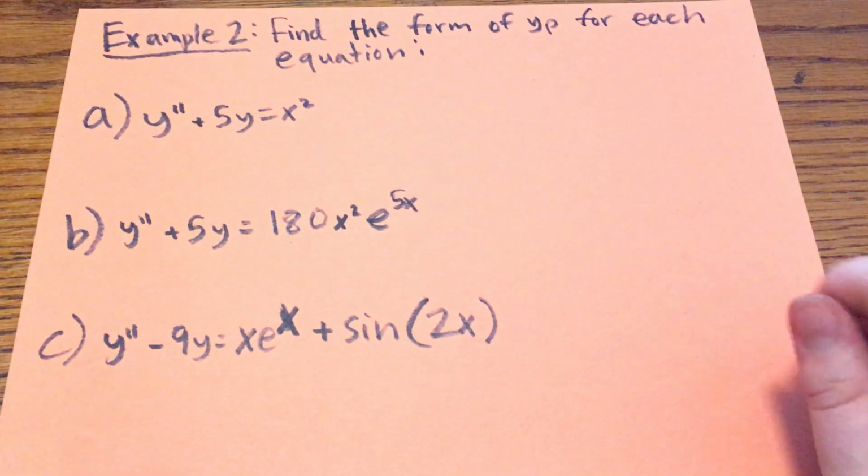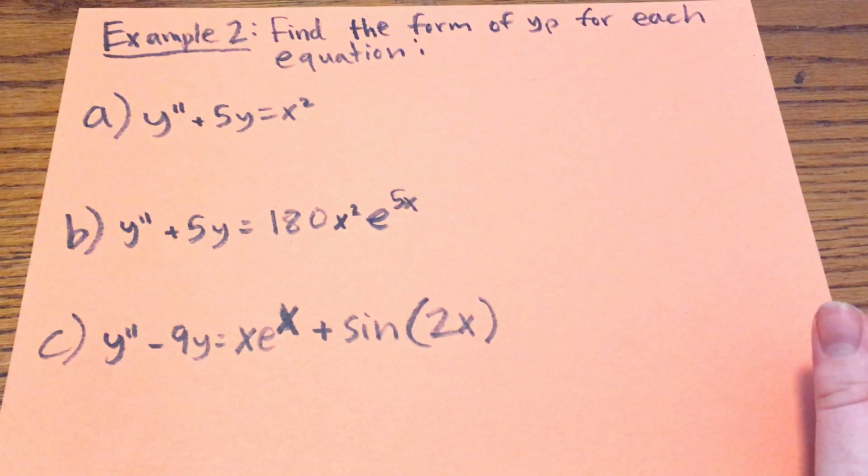Example 2. Find the form of y sub p for each equation. A. Y double prime plus 5y equals x squared. B. Y double prime plus 5y equals 180x squared times e to the 5x. C. Y double prime minus 9y equals x e to the x plus sine of 2x.